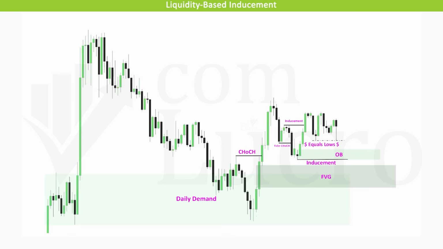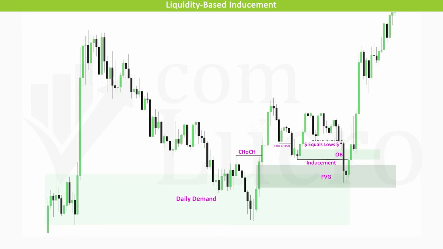First, there is a false bullish change of character. Second, there are equal lows, which create a strong pool of liquidity filled with retail stop losses. Third, there is a fresh and very small order block formed within the change of character leg. This small order block is not the true point of interest. It exists solely as an inducement.